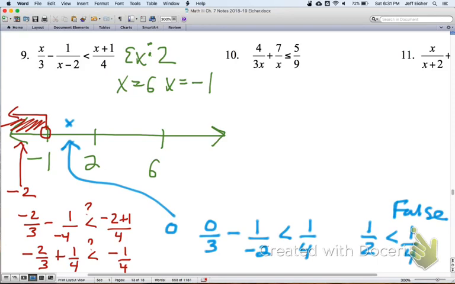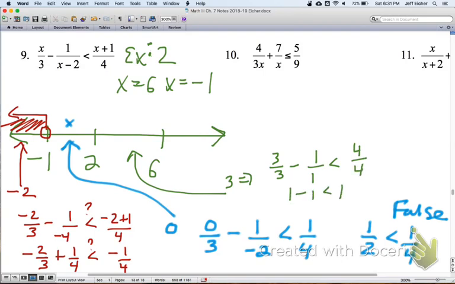Let's try another point in this region. How about we try 3? Plugging in 3, we get 3 over 3 minus 1 over 3 minus 2. Is that less than 3 plus 1 is 4 over 4? So this would be a 1 minus 1, is that less than 1? That is true. 0 is less than 1. That is true. So we will shade in this region. So any number you could have chosen in there would work.